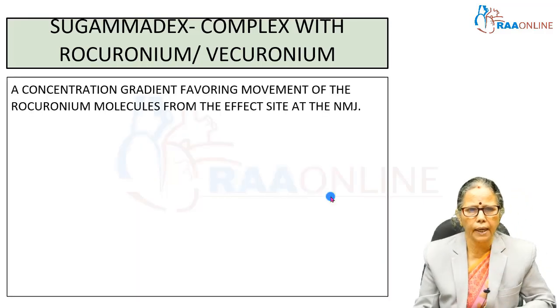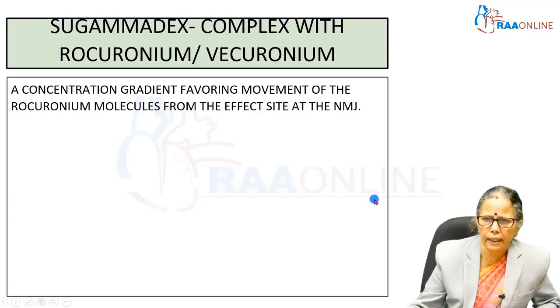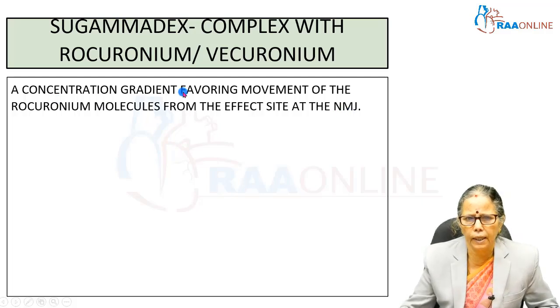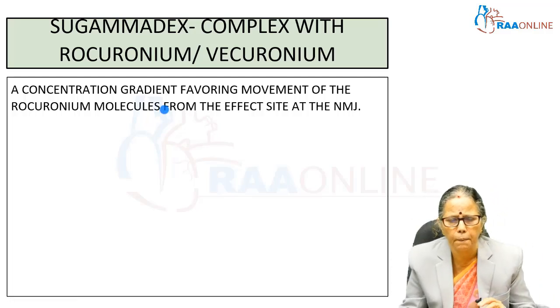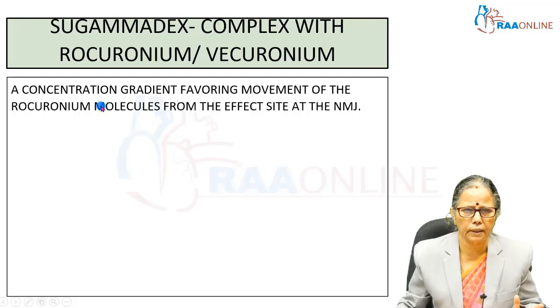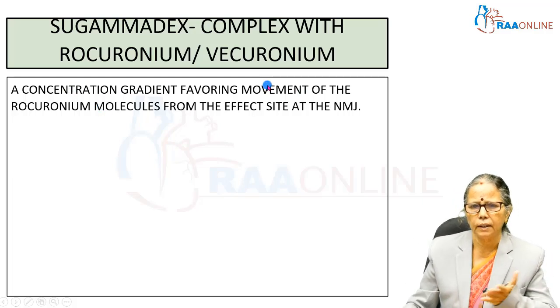A concentration gradient favors movement of rocuronium molecules from the effect site at the neuromuscular junction. There is no reverse flow because already in the plasma, there is no free drug. As soon as the free drug comes, it is captured, encapsulated. So there is no free drug. So always the plasma free drug is lesser than the free drug at the neuromuscular junction. So the concentration gradient always favors transportation only to the plasma.